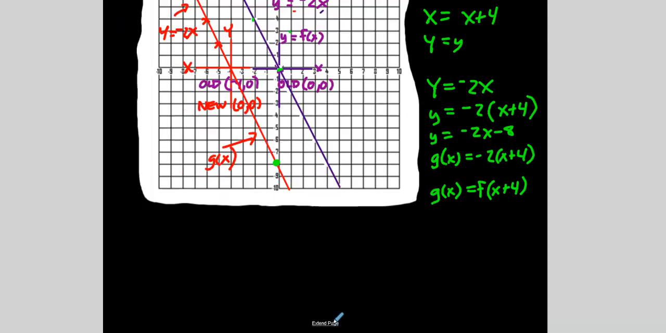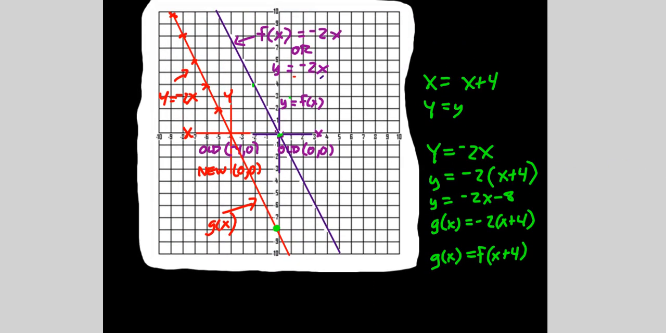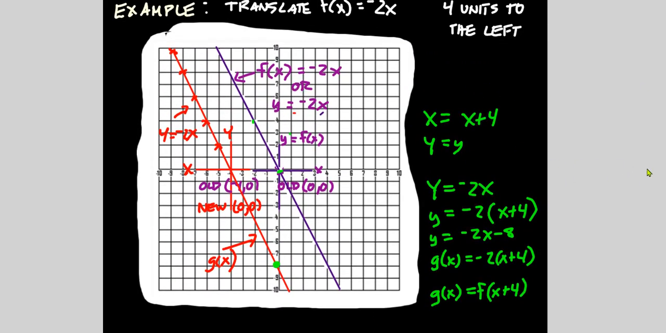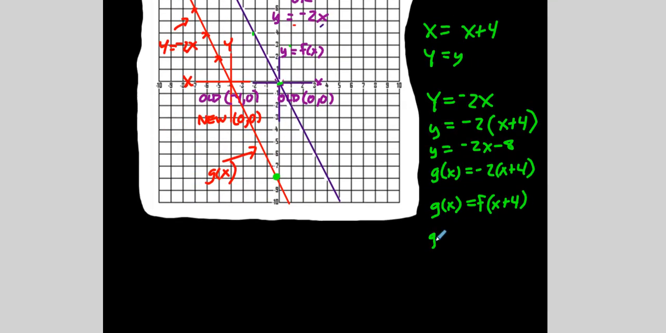And again, why does this work? Because everywhere in the original function I'm going to replace x with x plus 4, so g of x is negative 2 times quantity x plus 4, which is what we got here. If we multiply it out, we get negative 2x minus 8.